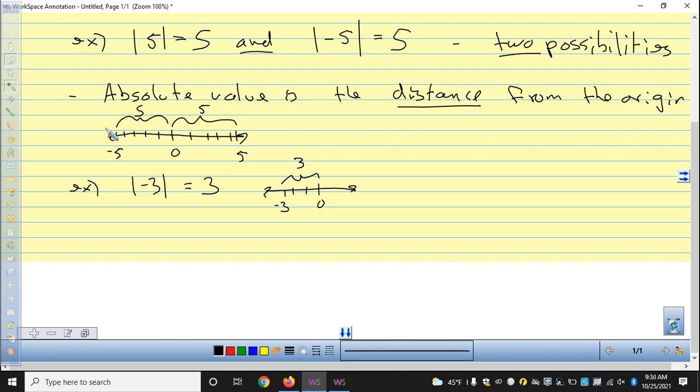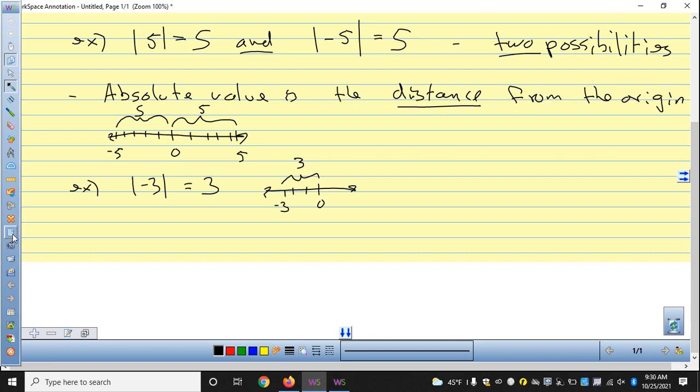All right, any questions on the basic idea of what absolute value is? Is the origin always 0? Our origin is always 0. And if we were talking about the xy plane, it's 0, 0, where both things are 0.